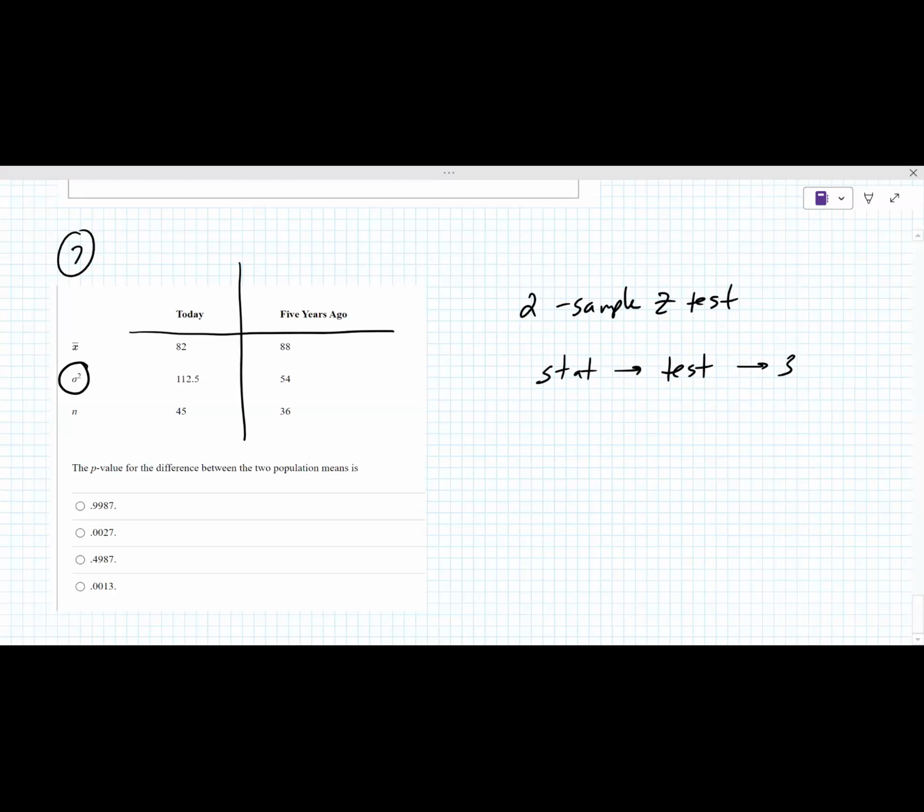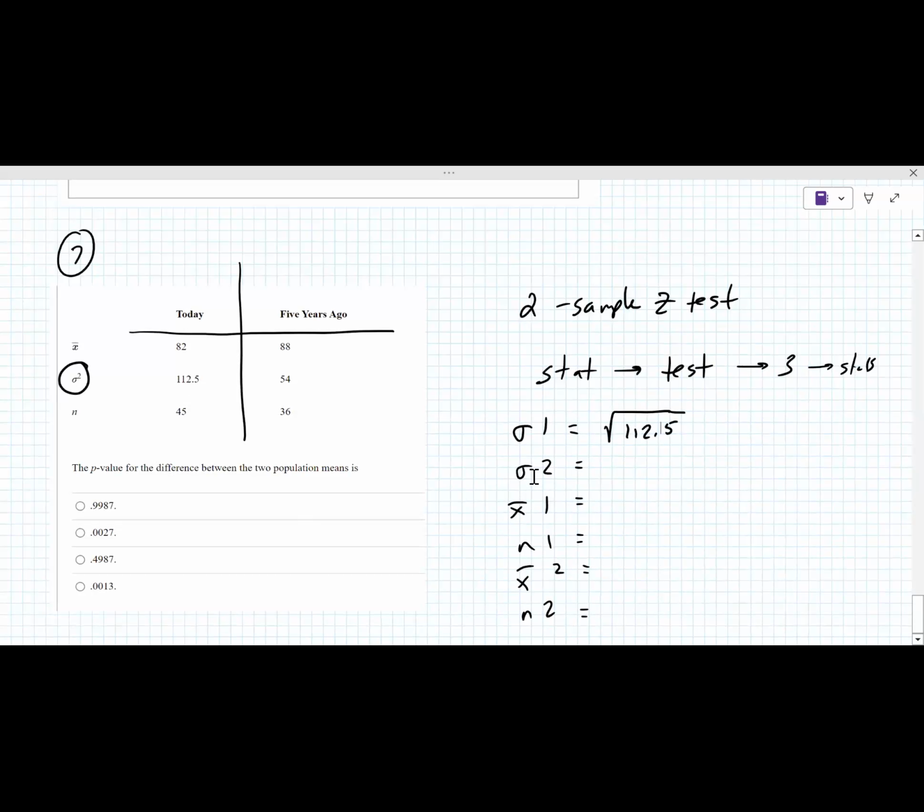Now, when you open that up on your calculator, you'll see that there's the choice between data and stats. When they're giving you the outputs, that's the stats. So for this problem, you want stats. So notice it asks you for sigma 1, sigma 2, x bar 1, n1, x bar 2, n2. All right. So sigma 1 is not 112.5. It's the square root of 112.5.